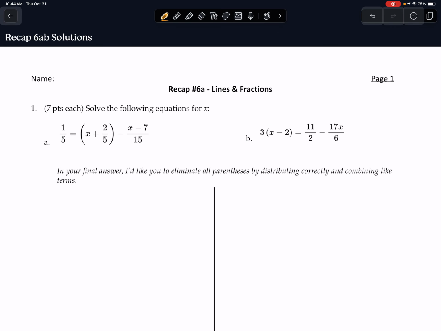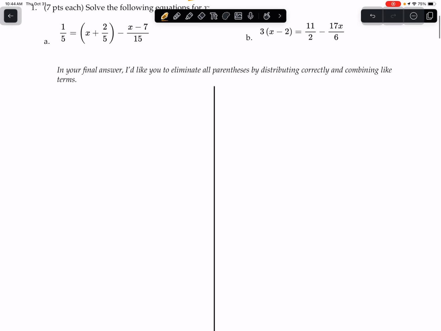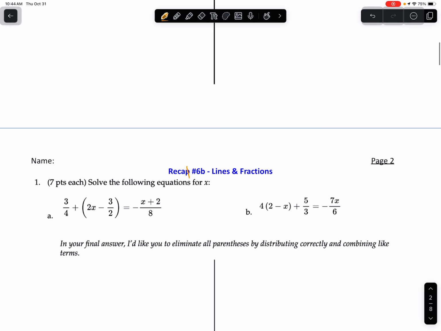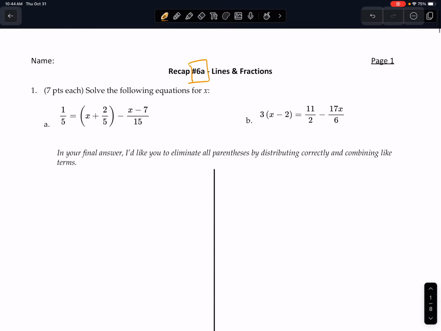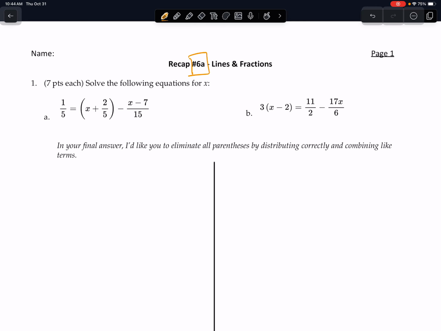Let's do corrections for recap 6. Again, there are two versions of every page, so there's either the 6A or 6B version of the page. So just skip ahead to whatever is most relevant for you. So the 6A solving, problem 1.